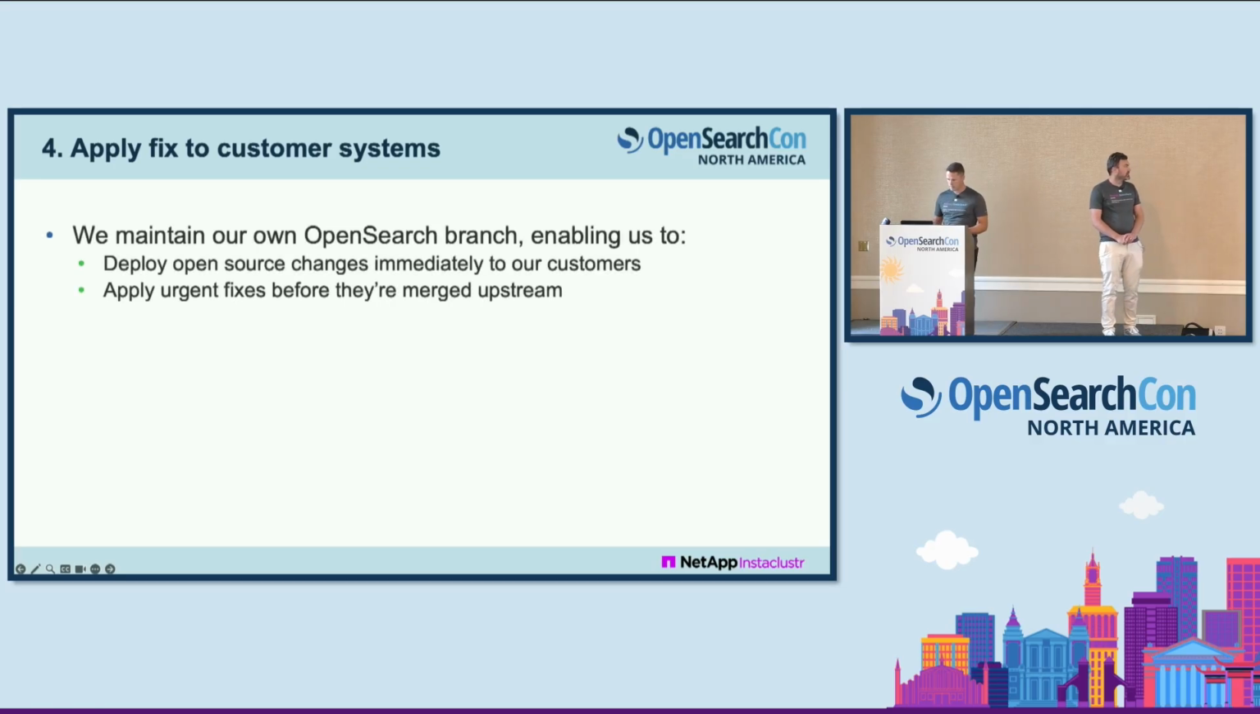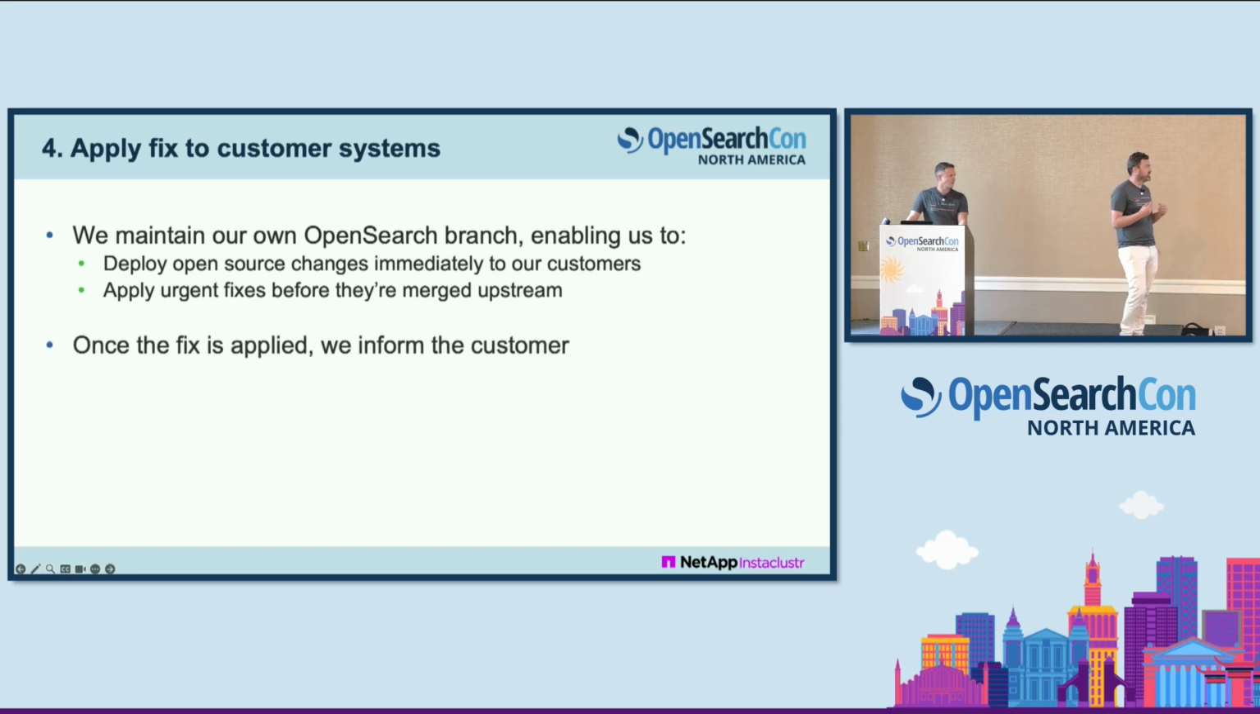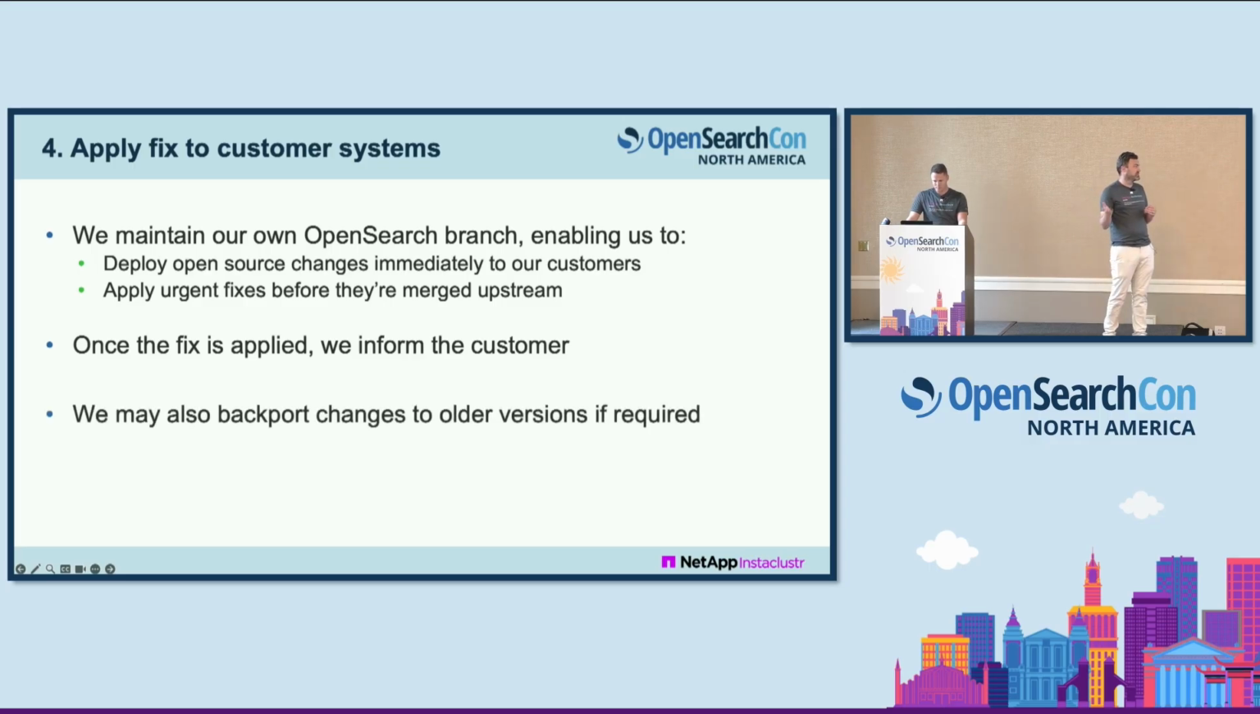So from here, what we'll do is we do have our own internal branch of OpenSearch that we can deploy for the customer. And we do this for a couple of reasons. As Brian said, sometimes it is quite an urgent thing, and we may not be able to wait for the community to triage and work through that request. So we will deploy it directly to that customer. And that allows us to also apply those urgent fixes before they're merged upstream. Obviously, we want to make sure that those changes flow through eventually, but it does give us a bit more flexibility.